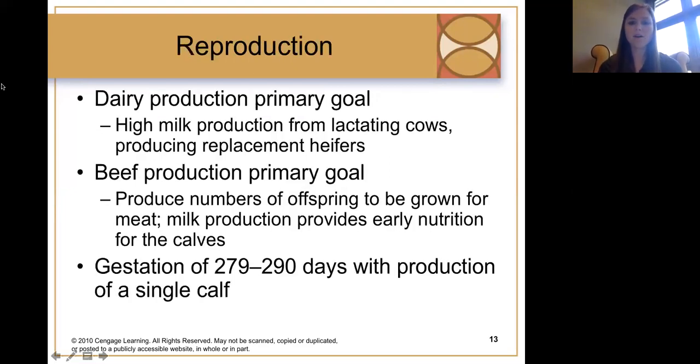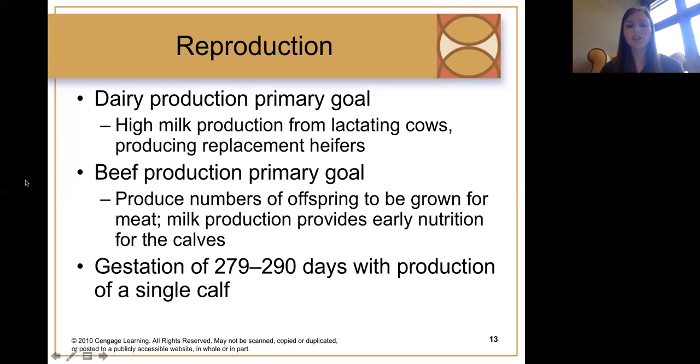So a little bit about cattle reproduction. In dairy, the primary goal is milk, obviously. So you want high milk production from your lactating cows, and you also want to be producing replacement heifers that can come in and replace those that have gone through several lactations and are going to be culled soon. And in beef, the primary goal is to produce numbers of offspring for meat, and then milk production, which can provide early nutrition for the calves. So milk production is a focus, but the main focus of beef production obviously is beef. So just a little bit of the differences there.